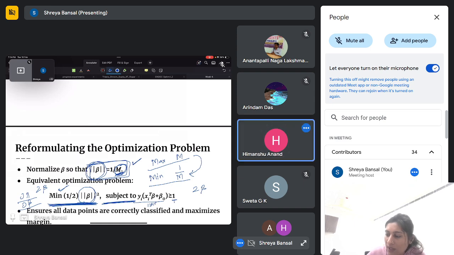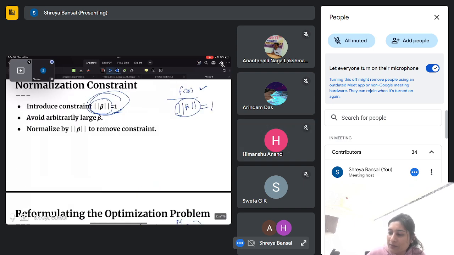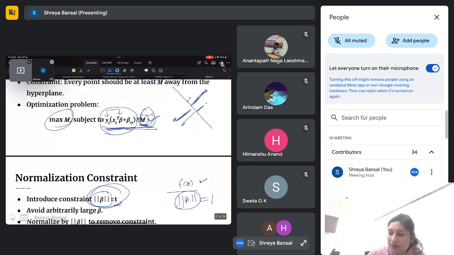Okay, so I want to maximize m. My question is this: I want to maximize m with this constraint. Now I am converting this m to beta. I am telling, if you want to maximize m, just minimize 1 by m. Can I write it?